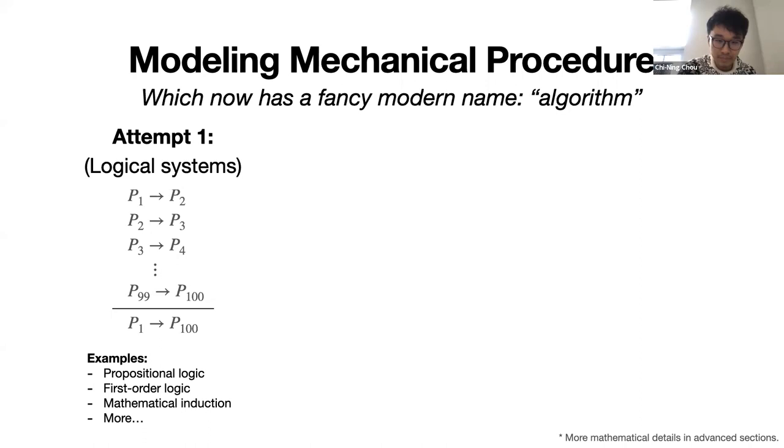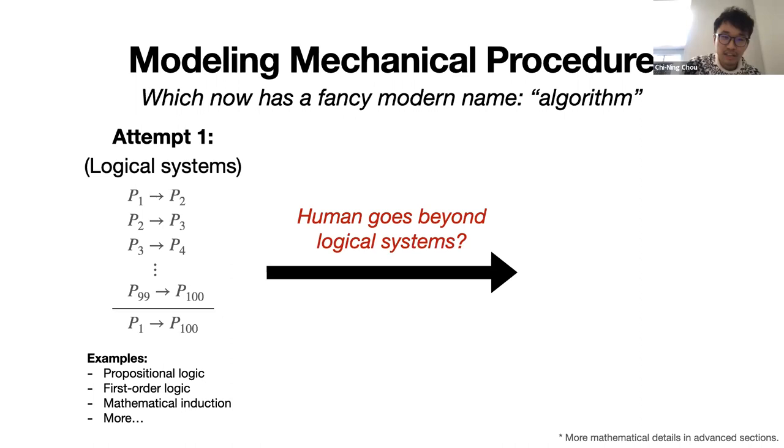But there's also a caveat, in the sense that we are still human beings. Logical reasoning, although very natural to us, is not the only thing we can do. It seems that human capability, or at least the intuitive notion of mechanical procedure, should be beyond just logical reasoning. But how can we capture and model that mathematically? Humans seem to go beyond logical systems, so how can we capture this?